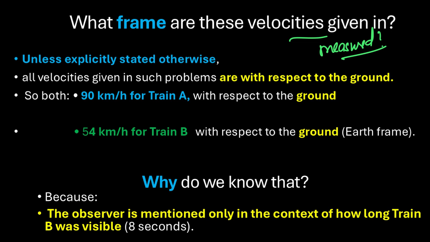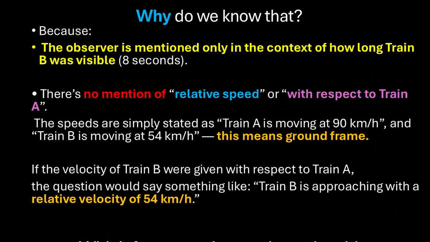Now, why do we know that? Because the observer is mentioned only in the context of how long the train B was visible. Or in other words, the observation is mentioned only with respect to time, which is absolute, and not speed, which can vary depending upon where the observer is standing. Okay. Yes, I do understand there might be a bit of lack of clarity there. We'll come to that.